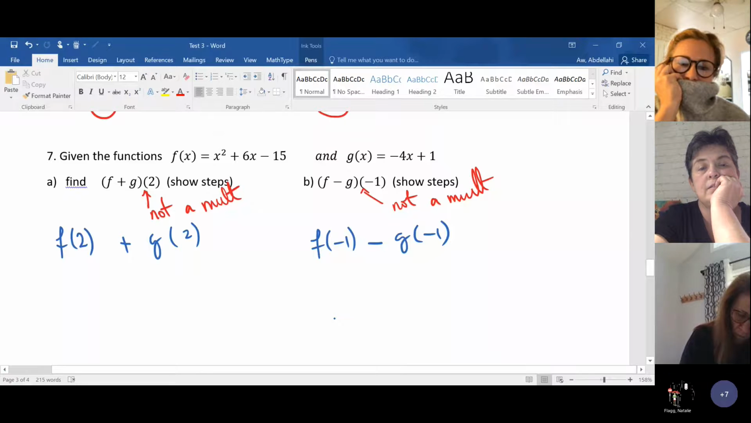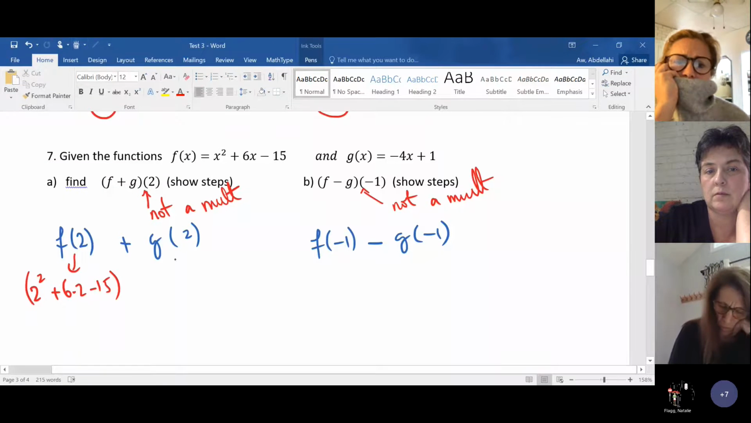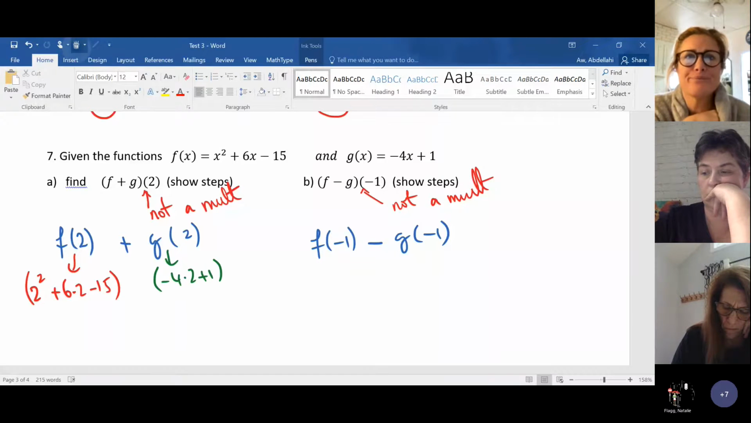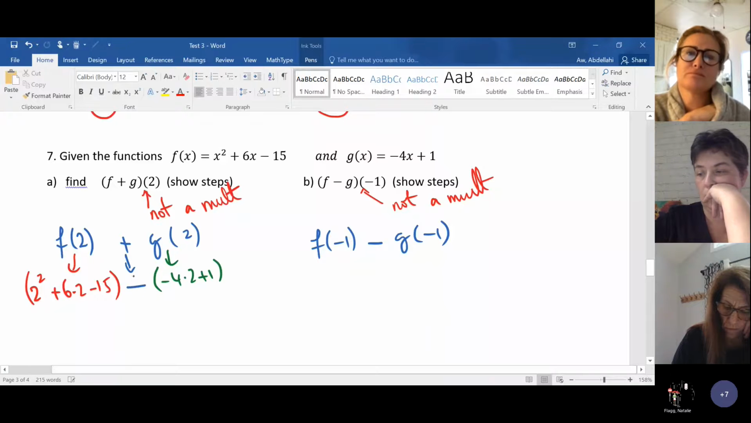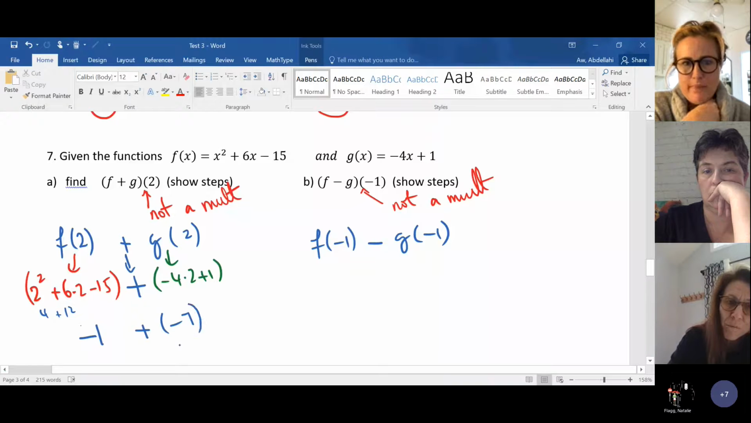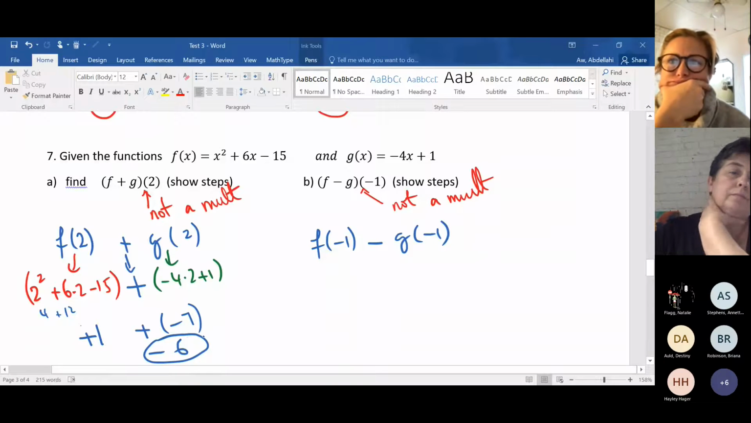For example, the first one says 2 squared. I'm doing this one: it's 2 squared plus 6 times 2 minus 15. That's the first one. And then I'm doing this one right here: -4 times 2 plus 1. And then in between, I add them up because it says plus. That's it. So this is 4 plus 12 minus 15, which is 1, plus -7, which is -6.